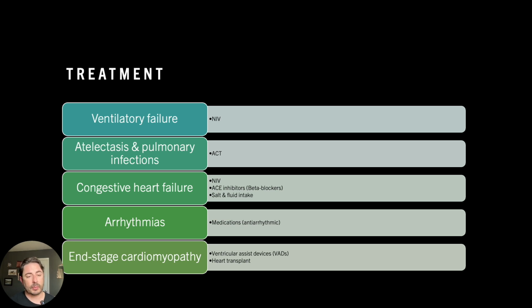These patients are going to be at an increased risk for arrhythmias, so they may be on medications for antiarrhythmics. And then there's the end-stage cardiomyopathy, and we can end up with what's called a ventricular assist device, or a VAD. And these patients could ultimately end up with a heart transplant.